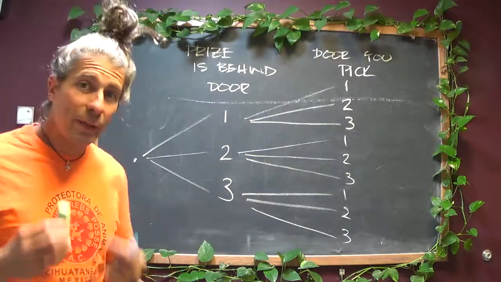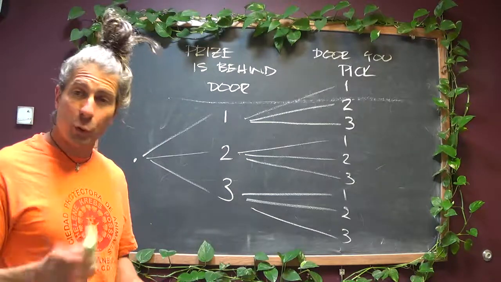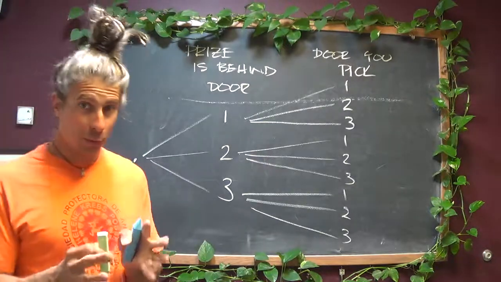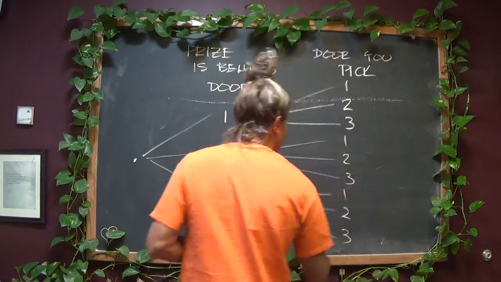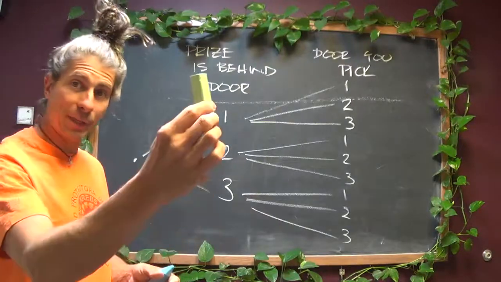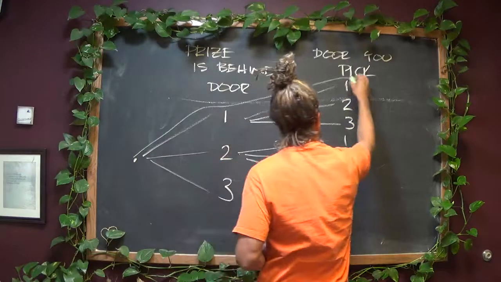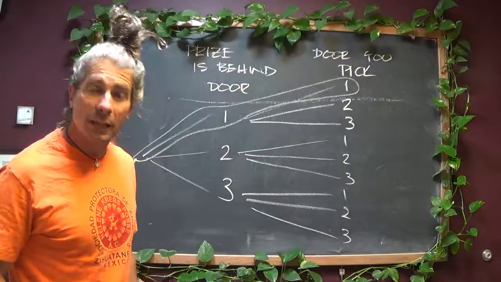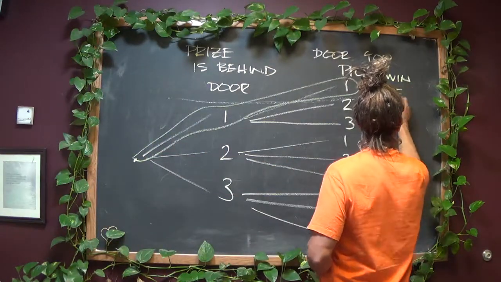So the only way you're going to win if you stick with the door you've picked is if you pick the right door. Because if you stick with the door you picked, if you pick door number 1, the only way that door wins is if the prize was actually behind door 1, and I'm going to put that in green here. So this is a branch right here that indicates a win if you stay. I'm going to put that in green over here. Win if stay.